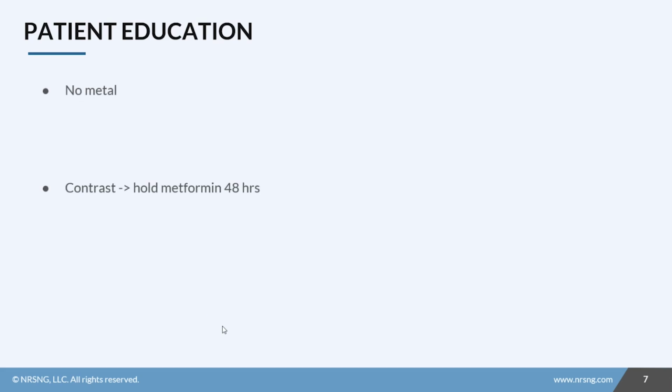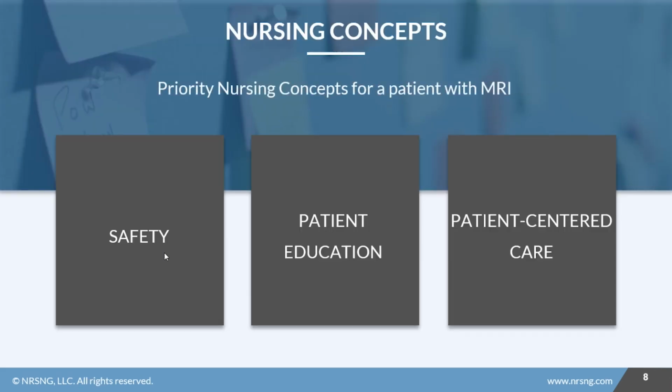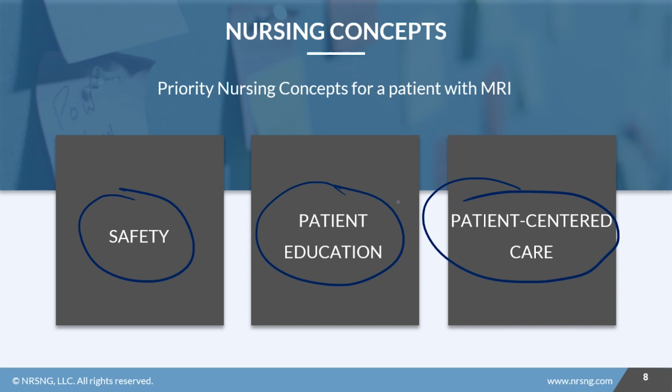It's super important that you emphasize the importance of no metal during the scan. If the patient has any jewelry or piercings, they need to be removed before you take them down there. And if the patient did have any contrast during the test, let them know they're going to have to hold that metformin for 48 hours if they take that for their diabetes. This is going to help protect kidney function. The priority nursing concepts for the patient getting an MRI are safety, patient education, and patient-centered care.